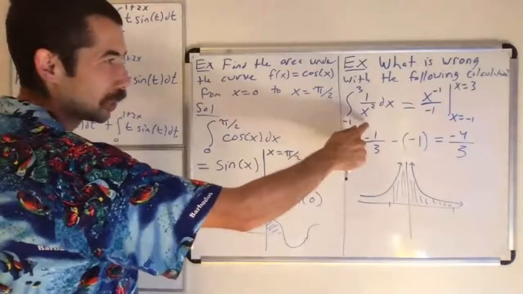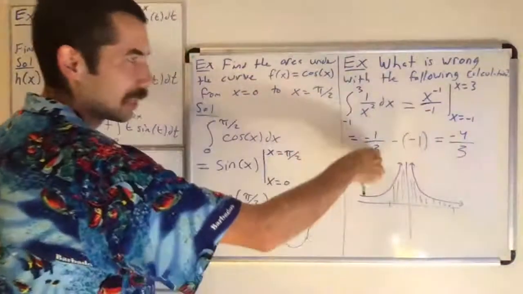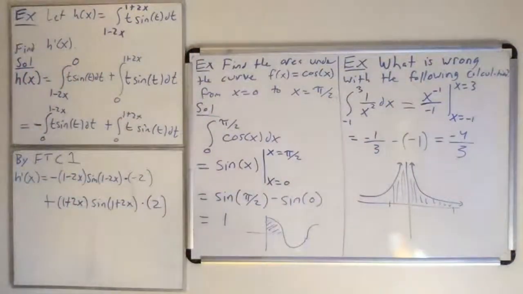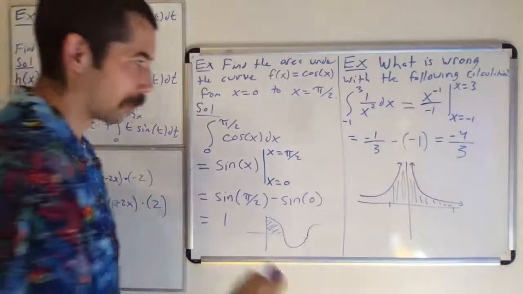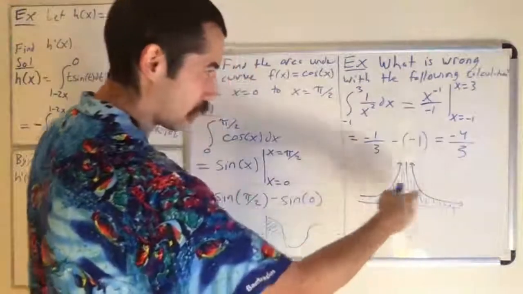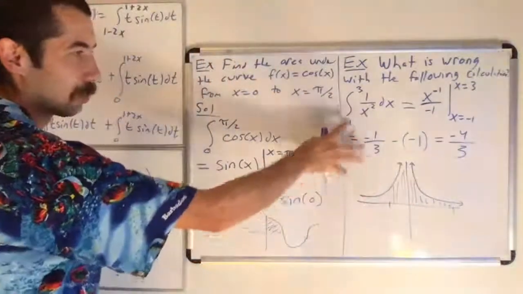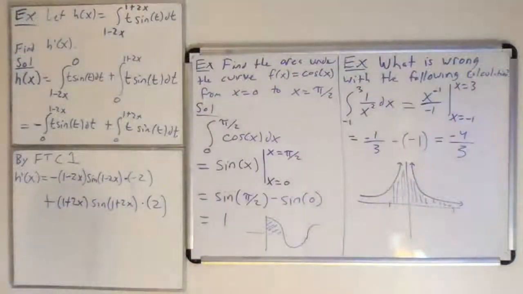Right, we have a function, we found its antiderivative, we plugged in the endpoints, and we took the difference, and we got -4/3. So something went wrong. I think our drawing is good, so it's not the drawing that went wrong, it's somewhere along here. Does anybody have any ideas?